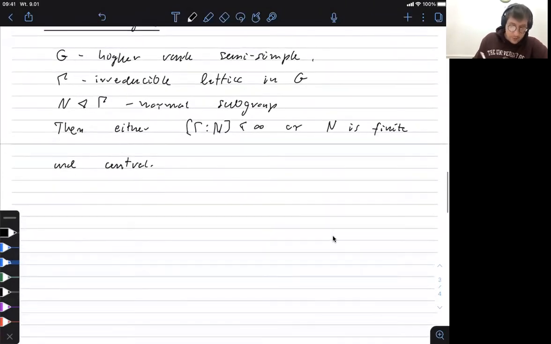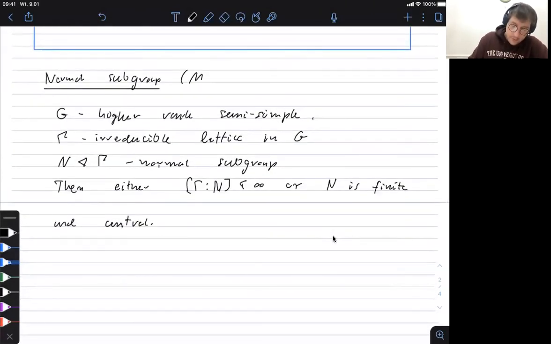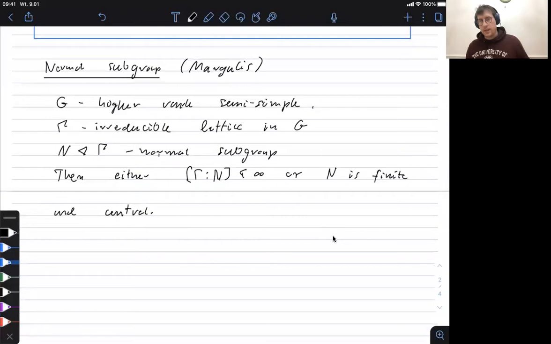So this was proven by Margulis. I don't really remember when, probably 70s. And the proof is quite beautiful. So Margulis shows that the quotient of gamma by N would have to be at the same time amenable and have property T. Of course, those two properties together imply that it's finite. Thus, we have this conclusion.